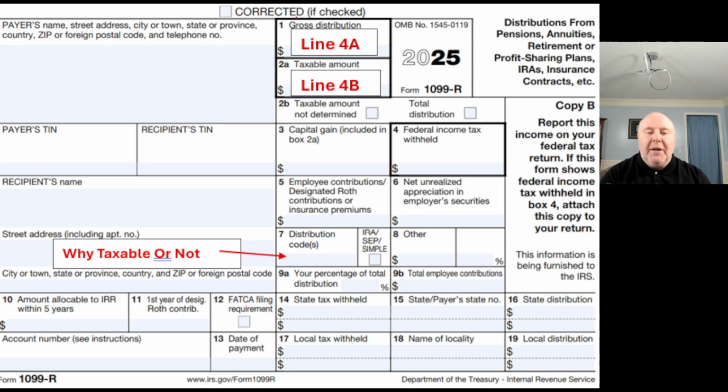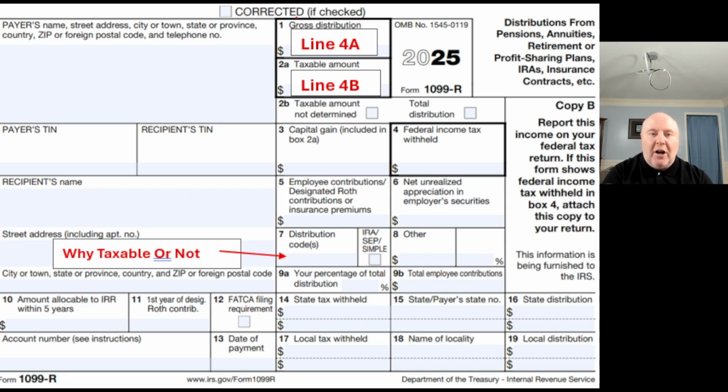And then the other big one is box 7, and it's going to tell you why something's taxable or not. It's going to be a code. If you look at the instructions for the 1099-R, it gives you a list of what each code means. So you'll have a code there, and you can look at the instructions. It'll tell you specifically what that code stands for.